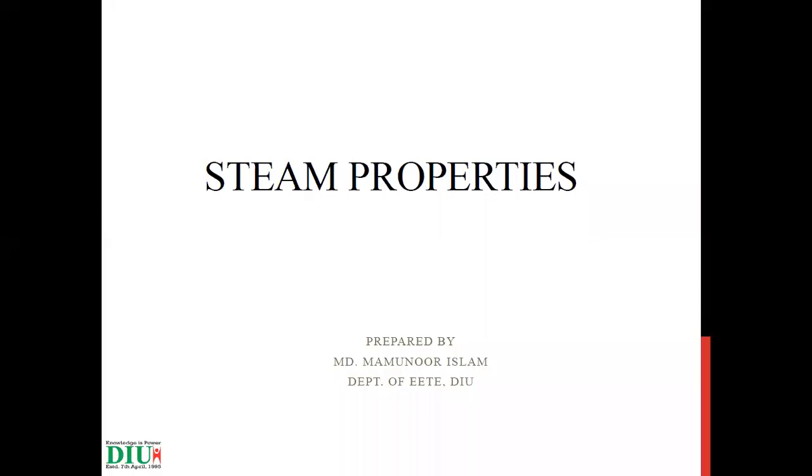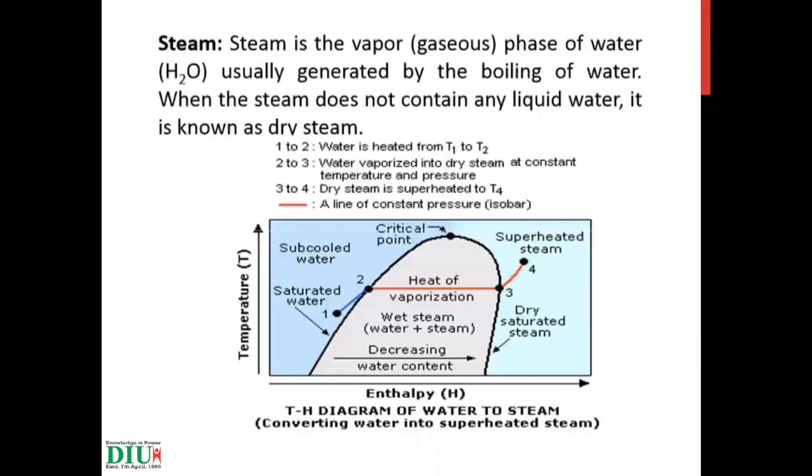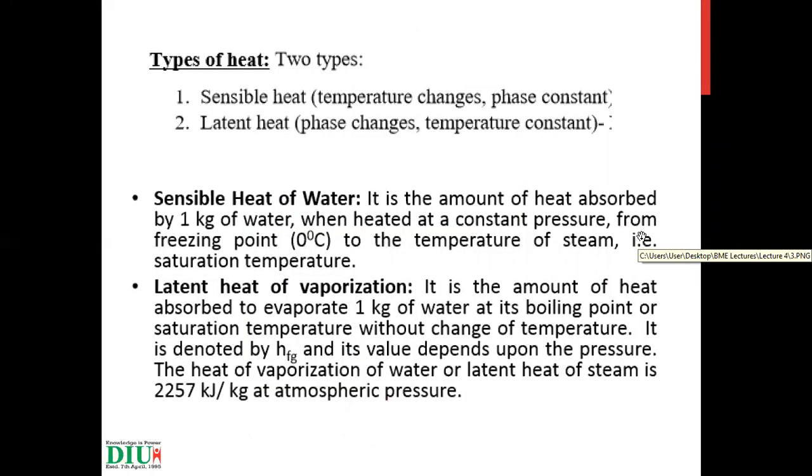So in the last class we discussed the steam cycle, the Rankine cycle. We discussed it thoroughly. Today we will start with the steam properties, and eventually we will see some of the mathematical problems that use those properties. Probably I have already discussed what steam is, and I also discussed the TH diagram in the last class, so I'll not discuss those things.